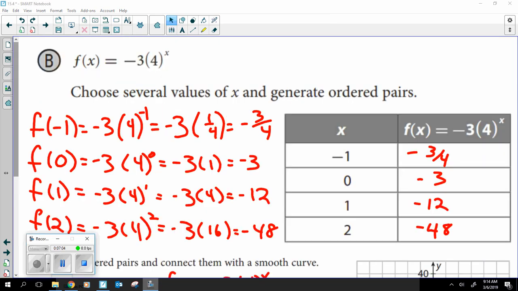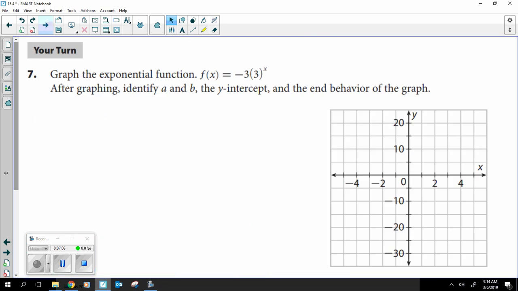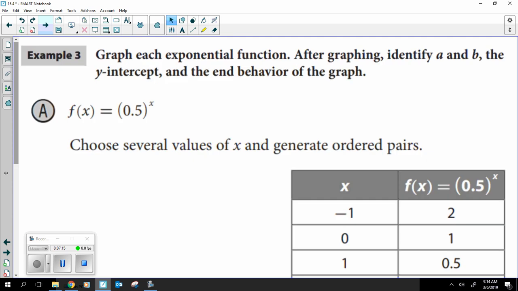Okay, so it's your turn. Graph the exponential function f of x equals negative 3 times 3 to the power of x. And here's the last but not least. Graph each exponential function. After graphing, identify a and b, the y-intercept, and the end behavior of the graph.